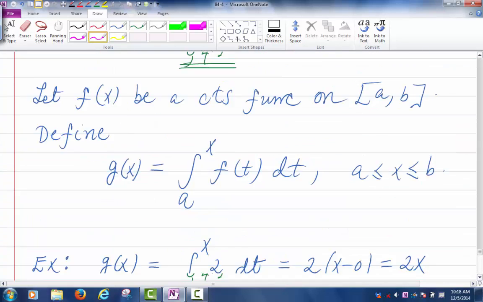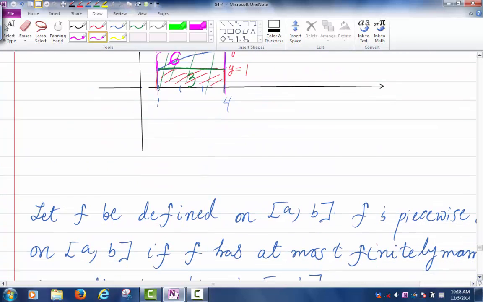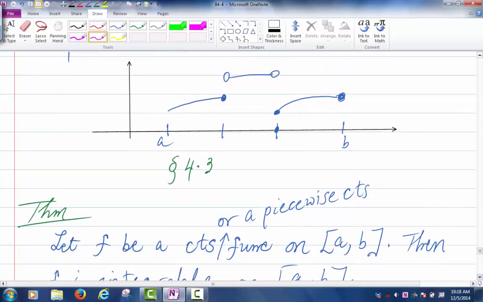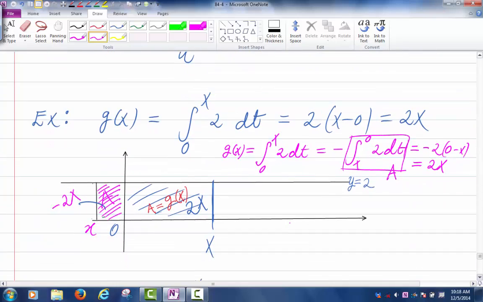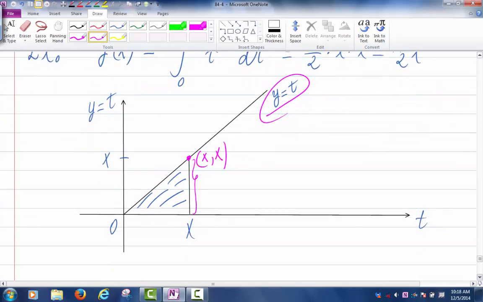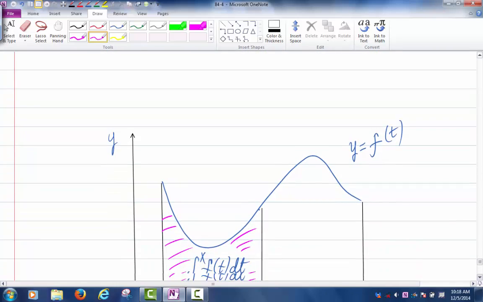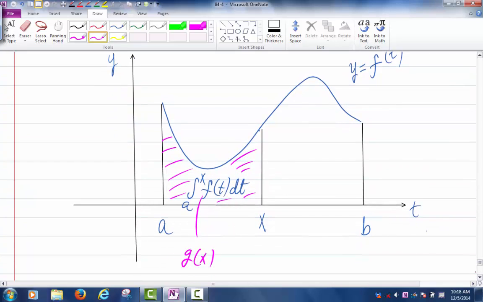You guys are done writing it down? Should I wait? Okay, so more generally then, in general then, what's the meaning of, so remember I defined g of x to be the integral from a to x of f of t dt. In general, what does it mean?